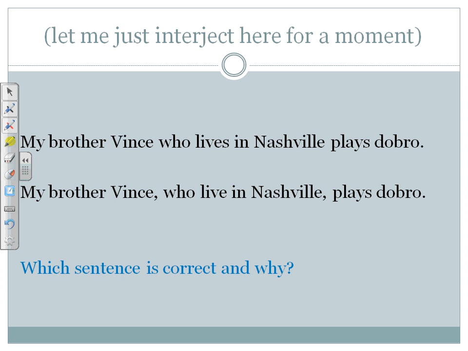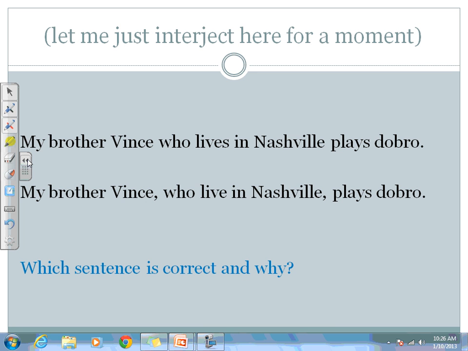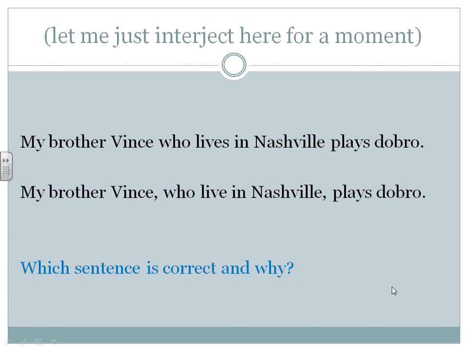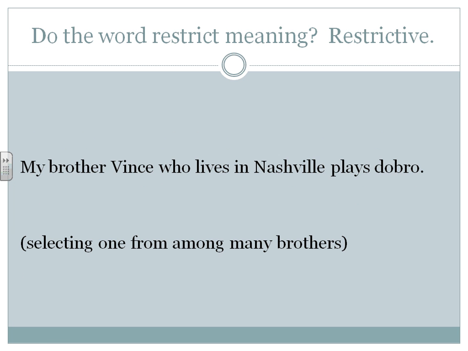Since I only have one brother, get it, Ryan Maha. Does that suggest that you have two brothers and sisters? You're close. If I had two brothers, if I were a multi-siblinged person, then I'd have to go to the first sentence. Since I'm not, the second sentence is correct. In the first sentence, this who lives in Nashville is necessary to give meaning.